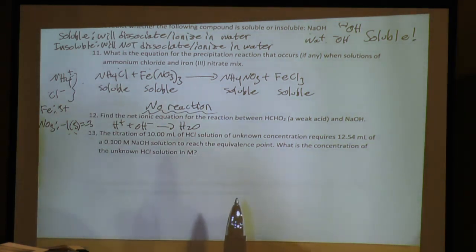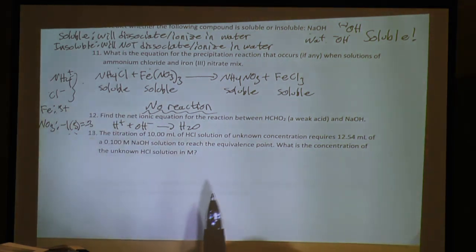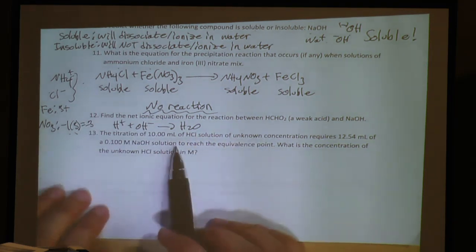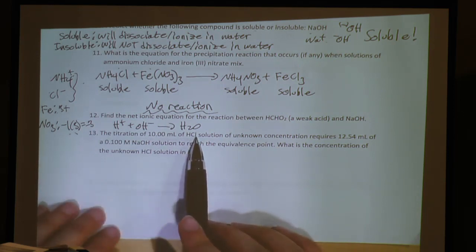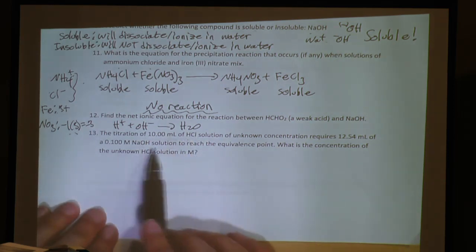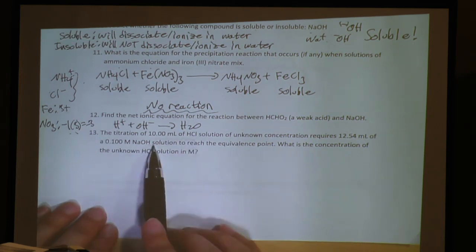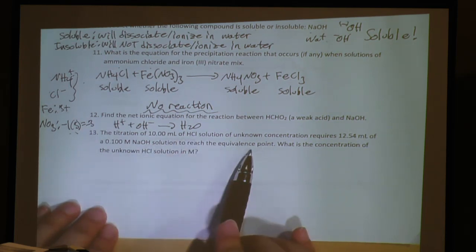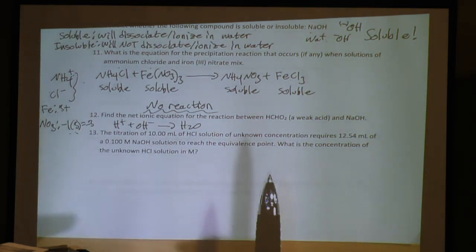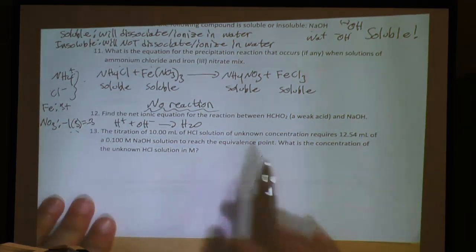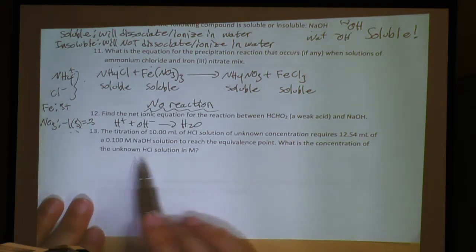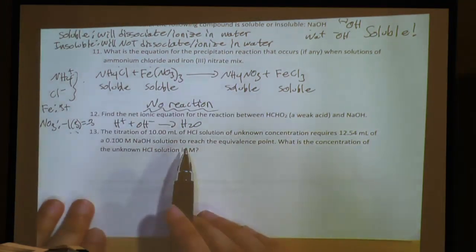So here, with titration, we're putting our acid with our base. We're titrating them together, and we want to reach an equivalence point where their charges are kind of canceling each other out, right? And then we want to find the concentration of that HCl solution.